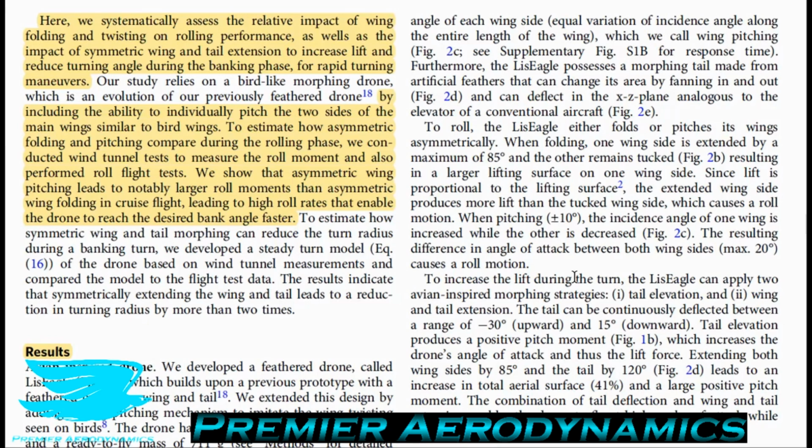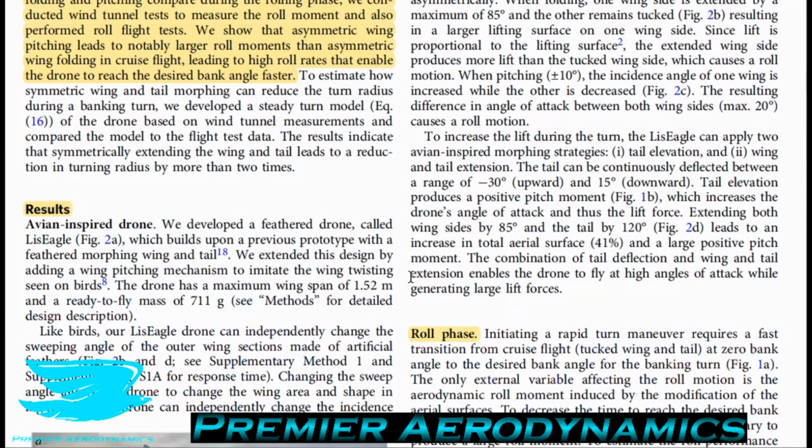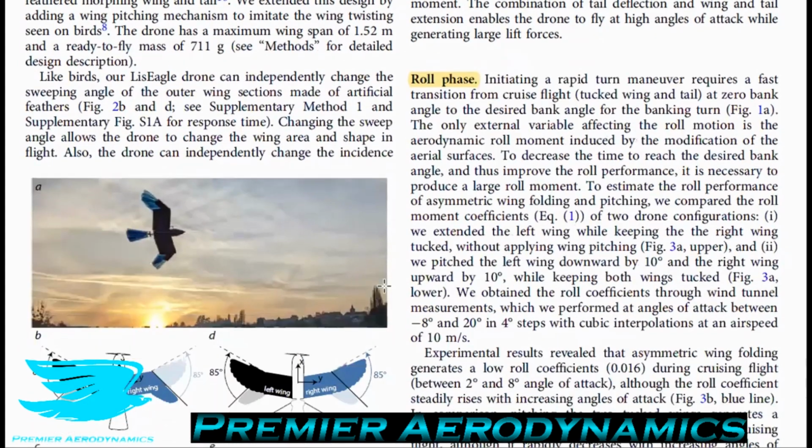So to estimate how asymmetric folding and pitching compare during the rolling phase, they conducted wind tunnel tests to measure the roll moment and also performed roll flight testing. They showed that the asymmetric wing pitching leads to notably larger roll moments than asymmetric wing folding in cruise flight, leading to higher roll rates that enable the drone to reach the desired bank angle faster. And we're going to cover that later on as well. So let's move into the results now.